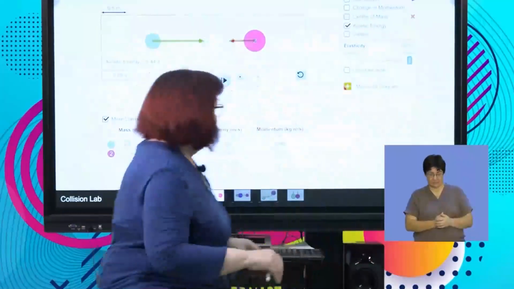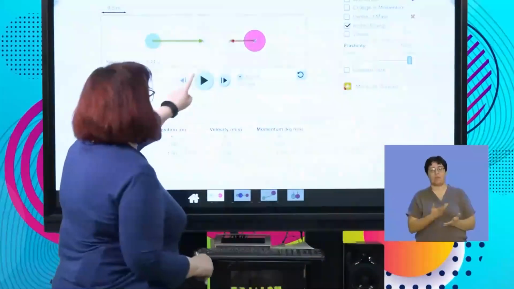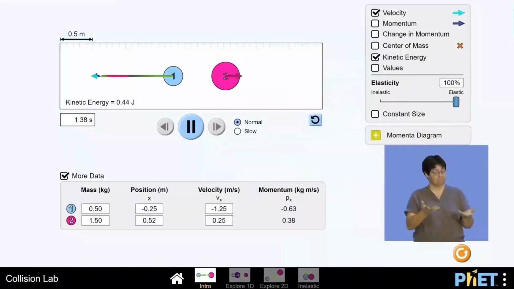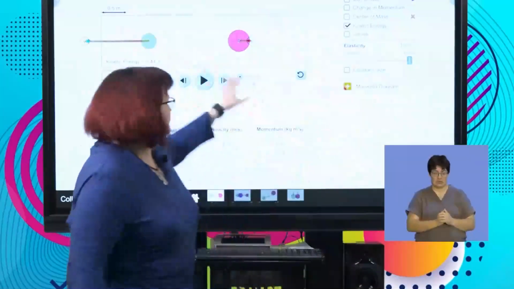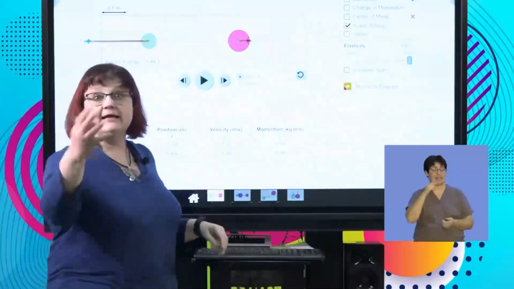So let's let them collide. There we go. Oh, look at that. The total kinetic energy didn't change. It's elastic. I'm telling you it's elastic. I've also said to you earlier that this is very rare, so rare.